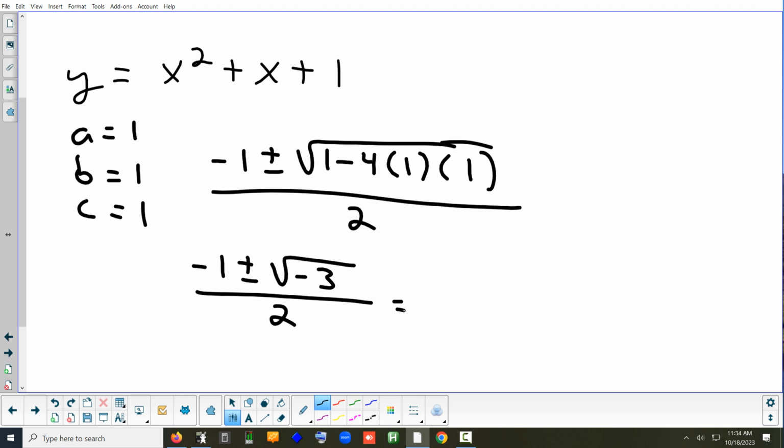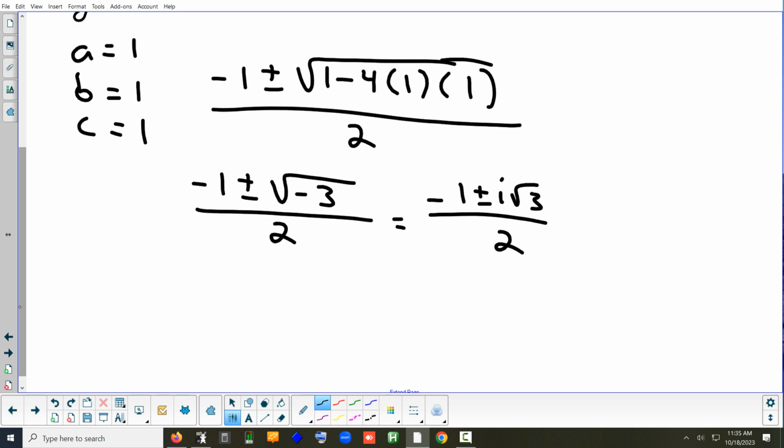Okay. Now the negative 1 and the 2, we can leave that. But what is the square root of negative 3? I times the square root of 3. Yeah, i square root of 3. Sorry, I butchered that. Okay, so that's one way we can leave the answer.